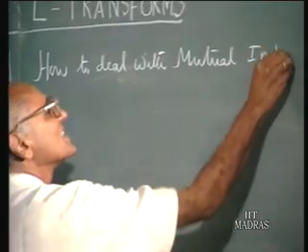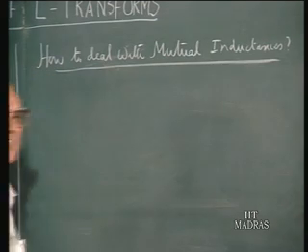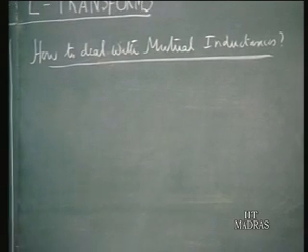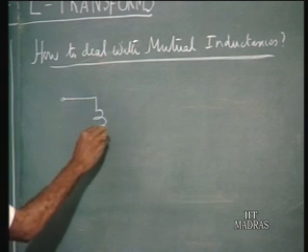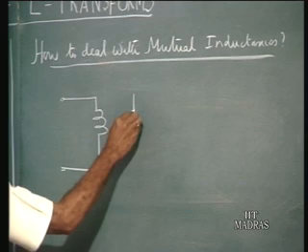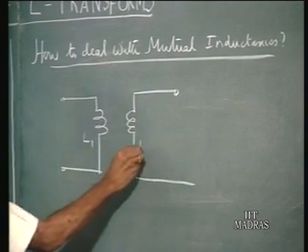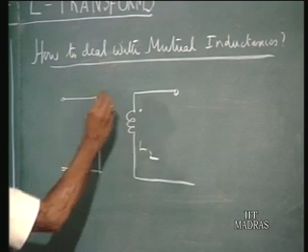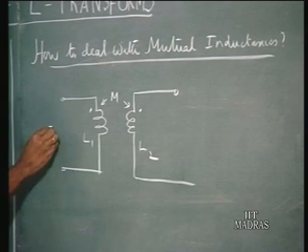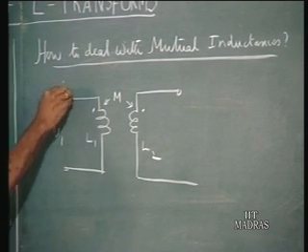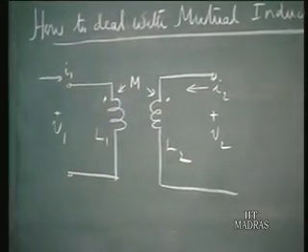We have so far addressed ourselves to finding out the generalized impedances of R, L and C elements. What do we do when we encounter mutual inductances? Suppose I have two coupled coils having self inductances L1 and L2. These are the dot points and they have a mutual inductance M between them, and let me say the voltages and the currents of the two coils are indicated as given here.